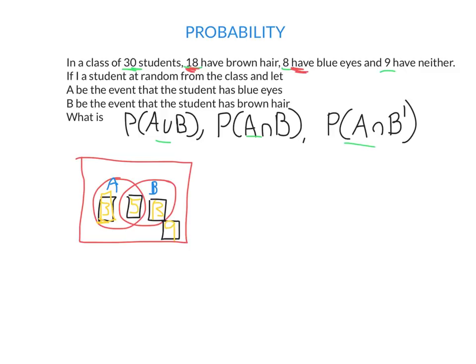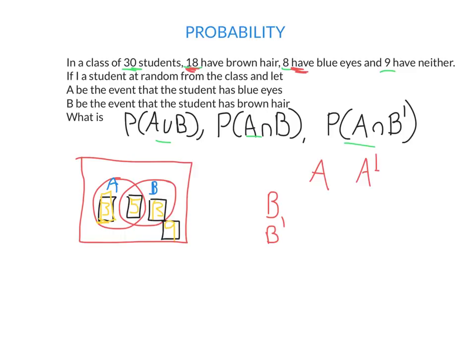So let's have a look now at a two-way table. To draw up our two-way table, we have the possibilities A and not A, that's one way. The second way is B and not B. Note that the little dash there means not.